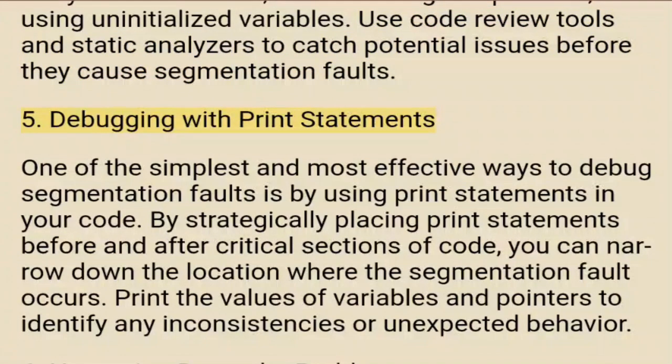5. Debugging with print statements. One of the simplest and most effective ways to debug segmentation faults is by using print statements in your code. By strategically placing print statements before and after critical sections of code, you can narrow down the location where the segmentation fault occurs. Print the values of variables and pointers to identify any inconsistencies or unexpected behavior.